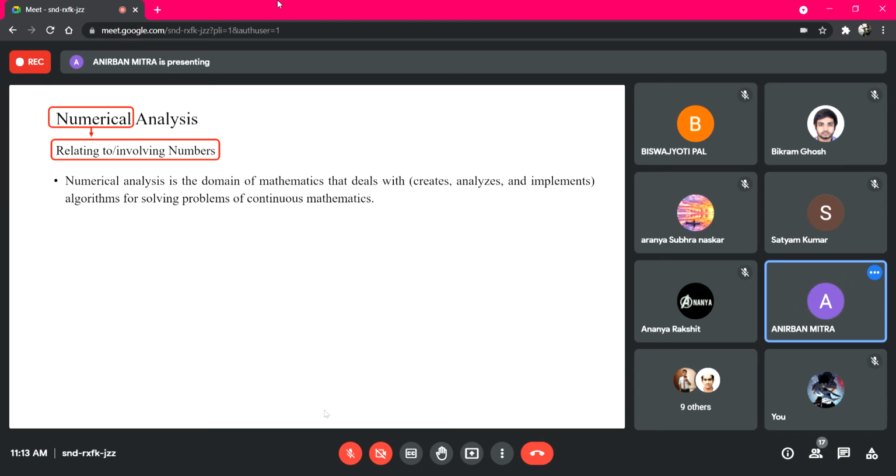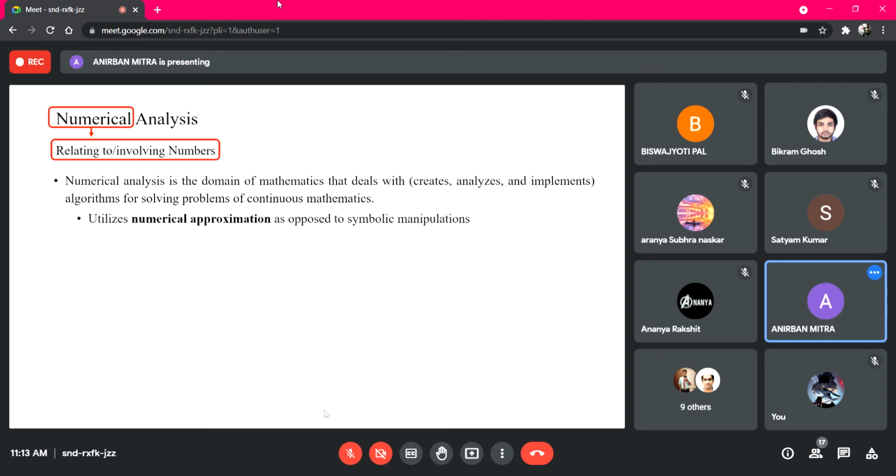And numerical analysis is basically solving problems of continuous mathematics. Now let us come back to numerical analysis itself. And we can say that the objective of numerical analysis is to reformulate mathematical problems in such a way so that approximate solutions can be obtained with arithmetic operations only.